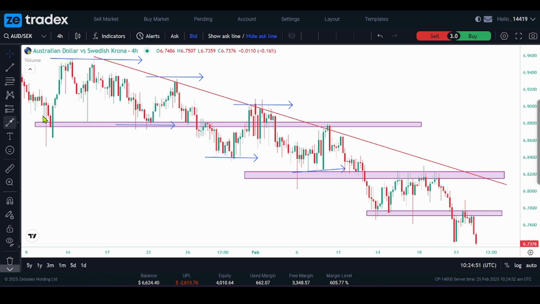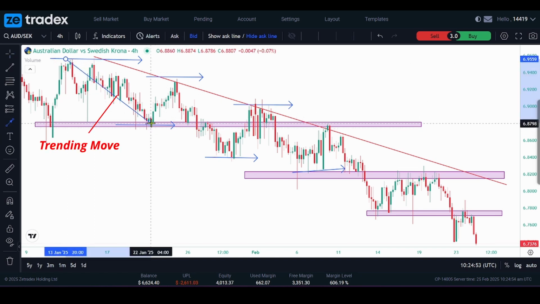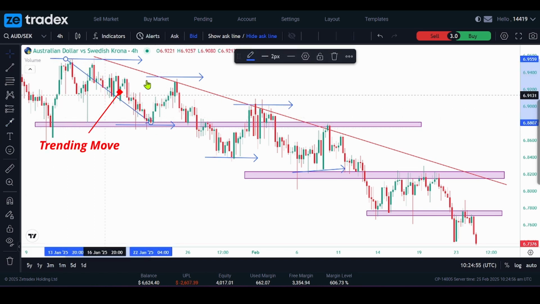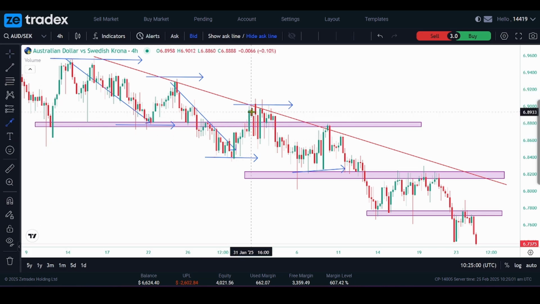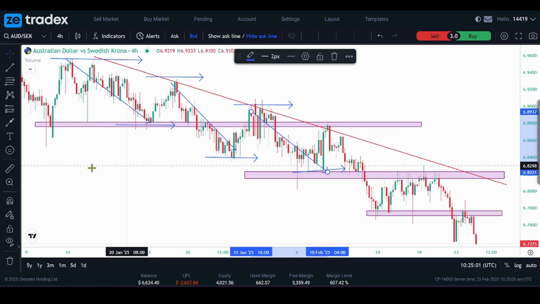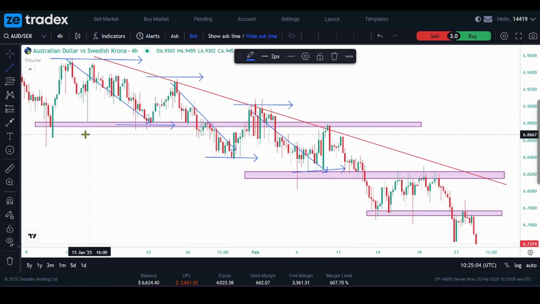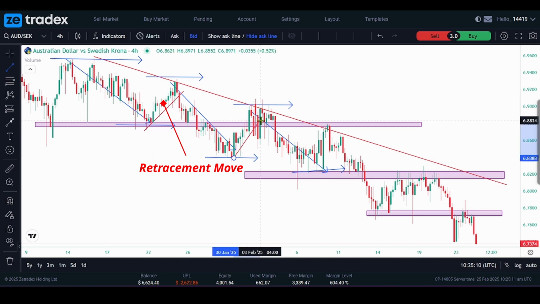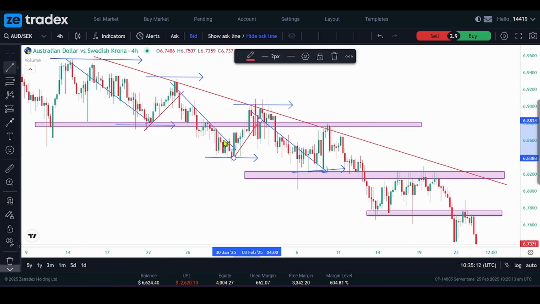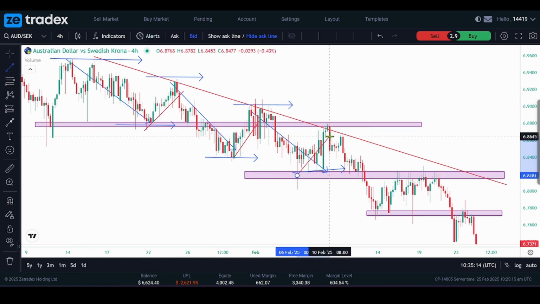Now, this is a trending move. This is a trending move. This is a trending move. And this one, this is a retracement. This is a retracement. This is a retracement.